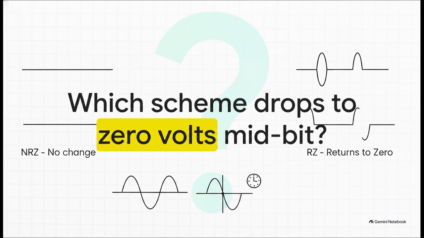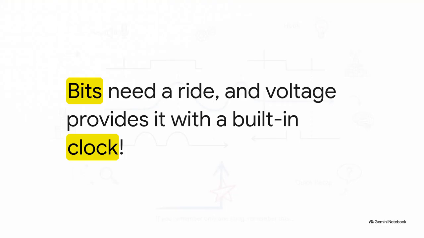Recognizing how that single 0-volt drop solves the missing clock problem means you are already mastering the core challenges of Layer 1 networking. We have covered a lot of ground today, from the fundamental missing clock problem all the way to the brilliant electrical engineering of Manchester encoding. But as we wrap up this explainer, if you remember only one thing, remember this: bits need a ride, and voltage provides it with a built-in clock.